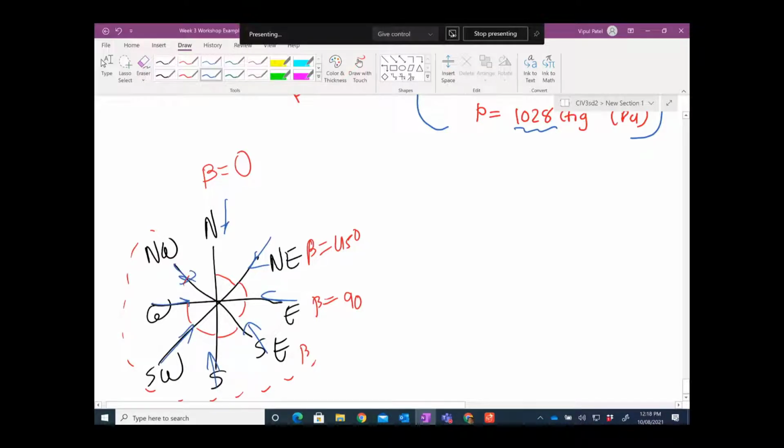There is no building at the moment. If I have some field here, what would be the wind in the 8 different directions coming? There is no building at the moment. You got it? Now the standard said beta equal to 0. Now they say let's put the building.